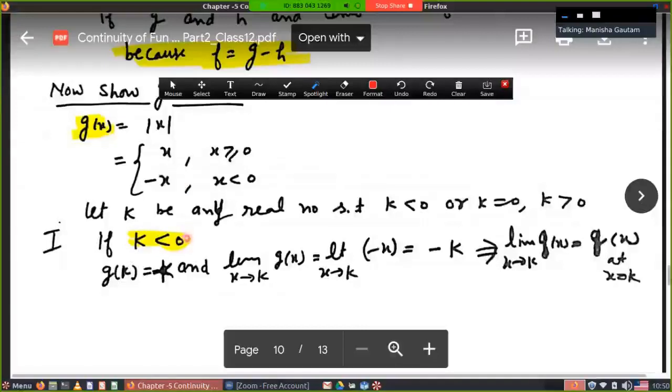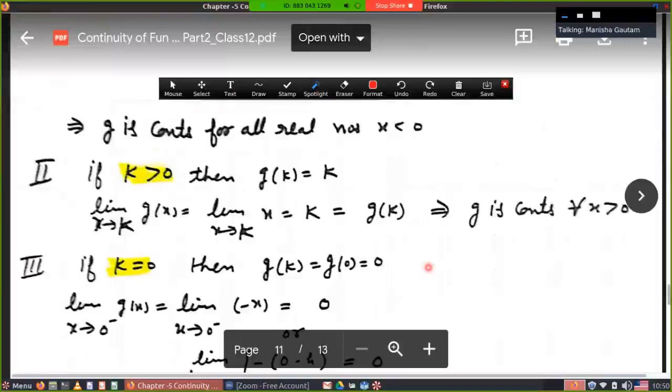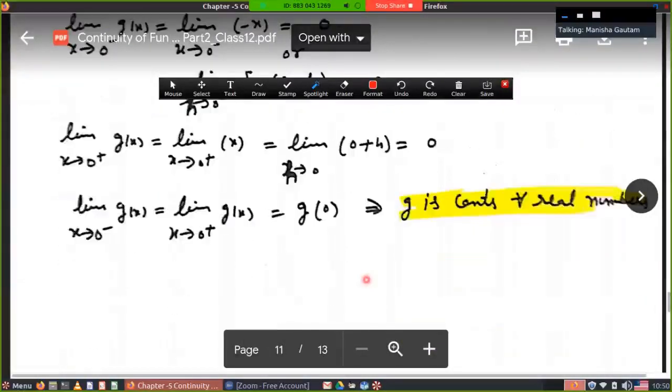Now you can do case 1, k less than 0. I have proved here that all values are −k, and g is continuous. For k greater than 0, again g is continuous because you are getting the value k from both sides. And when k is equal to 0, again you are getting the same value 0 from both sides, so the function is continuous at x = 0 also. Less than 0, greater than 0, and at 0.